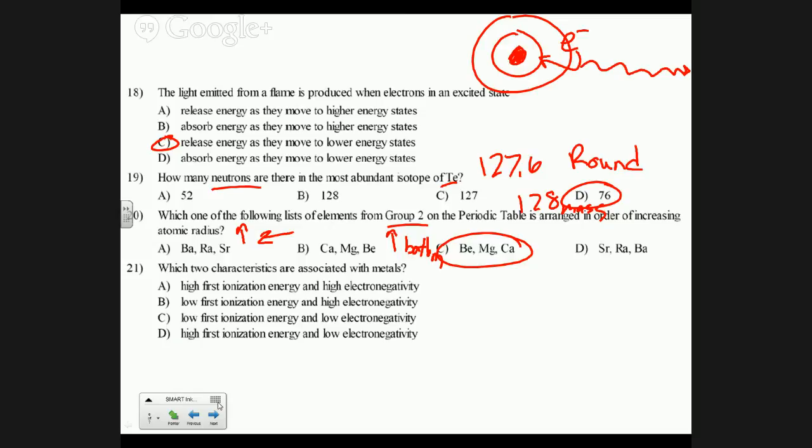Which 2 are associated with metals? Metals like to lose electrons because they have a low electronegativity. So they have low first ionization energy, it doesn't take much energy to remove them, and low electronegativity. So it would have to be choice C.